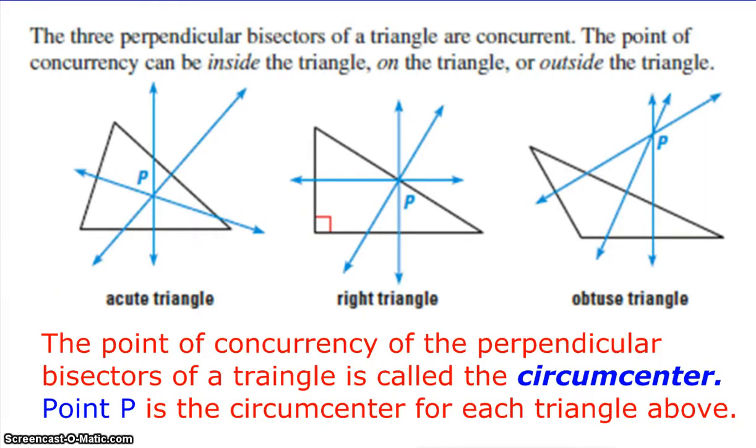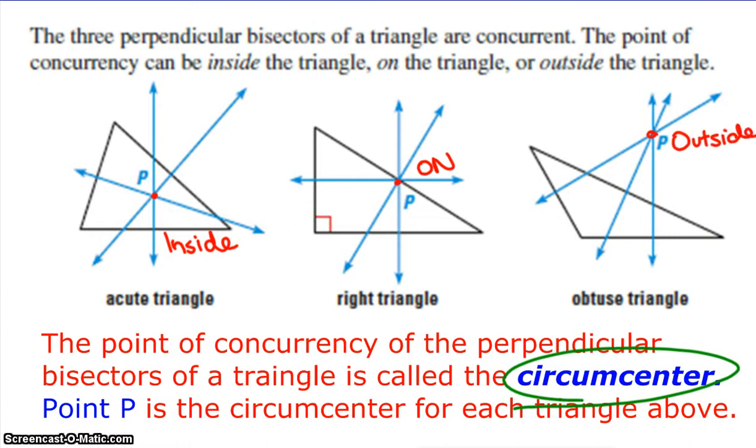So if you'll take a look at this picture, we have three different triangles, acute, right, and obtuse, and they all show the perpendicular bisectors, okay? Now in an acute triangle, the circumcenter, okay, that's what we call the point of concurrency for the perpendicular bisectors. And you'll notice that the circumcenter is actually on the inside of an acute triangle. It is on the triangle itself in a right triangle, and it is outside of the triangle when it is obtuse.